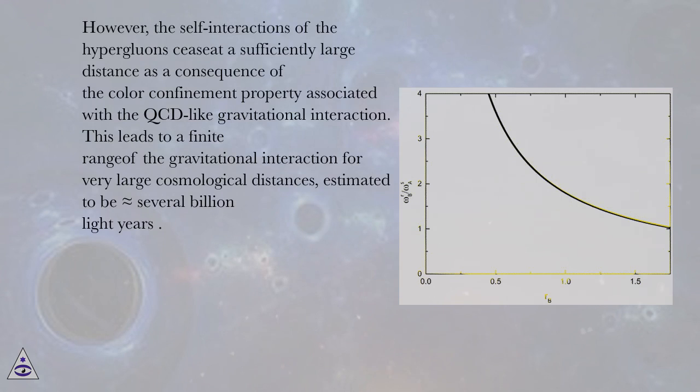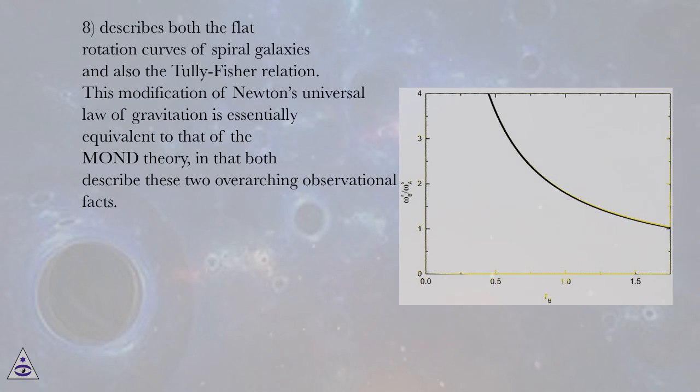However, the self-interactions of the hypergluons cease at a sufficiently large distance as a consequence of the color confinement property associated with the QCD-like gravitational interaction. This leads to a finite range of the gravitational interaction for very large cosmological distances, estimated to be several billion light-years. (8) describes both the flat rotation curves of spiral galaxies and also the Tully-Fisher relation.